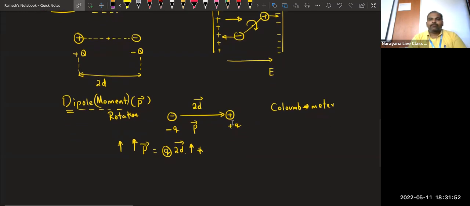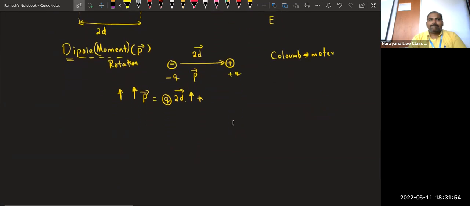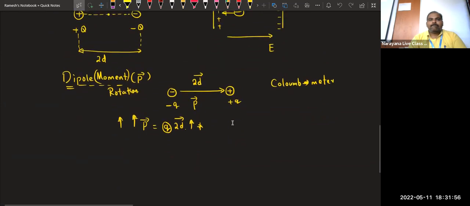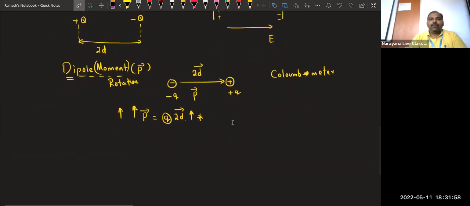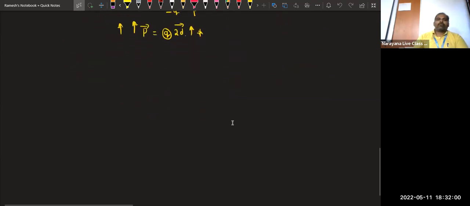Now let us see one dipole I am taking. What is the meaning of the long dipole? Long dipole or large dipole?